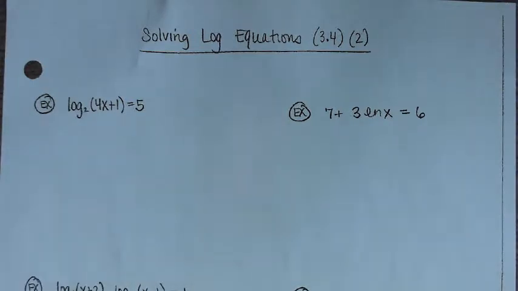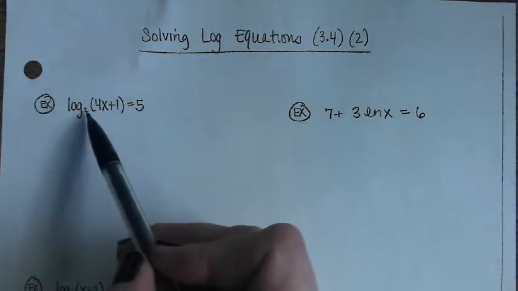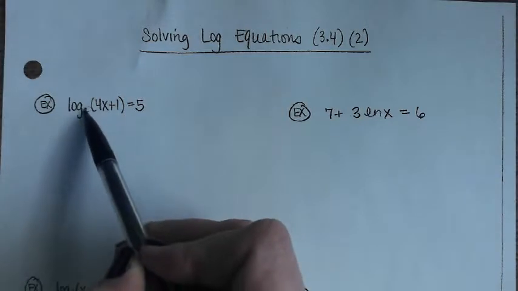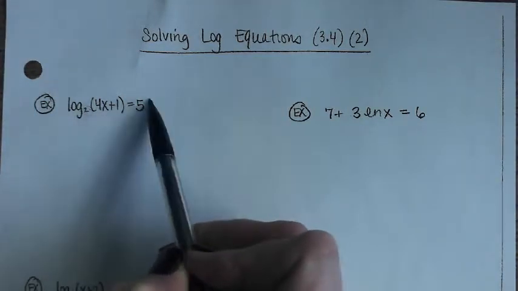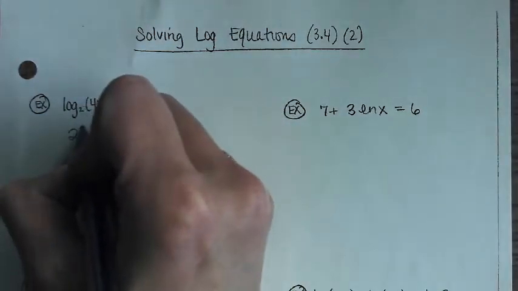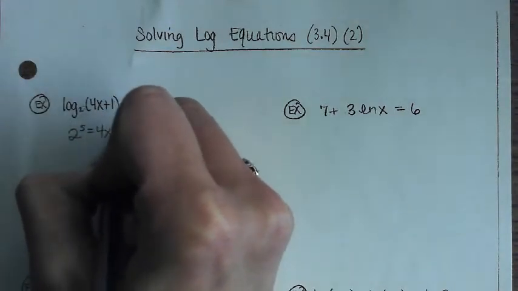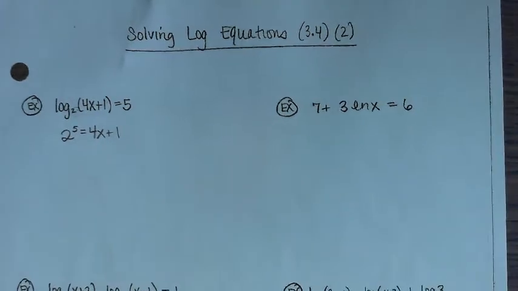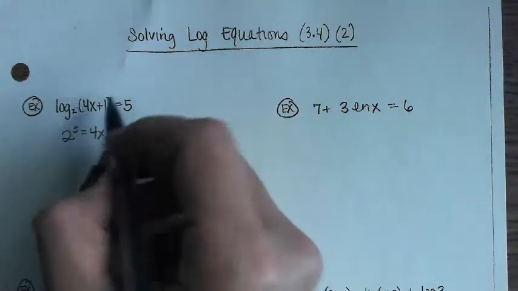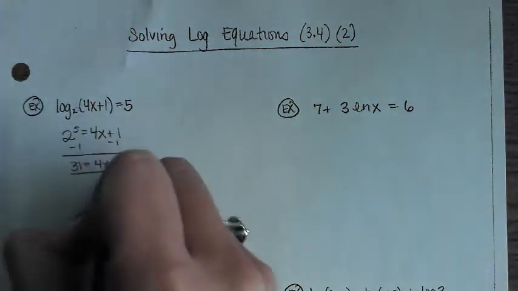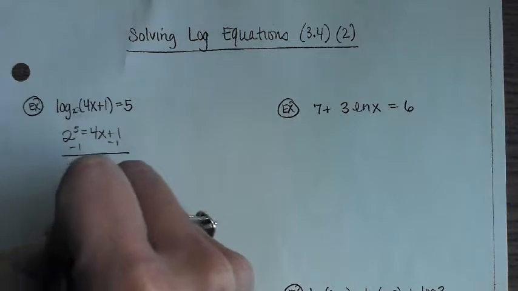So on day one of introducing logs, when you learn how to transfer from log format to exponential, you would take the base of 2, raise it to the other side, raising it to the 5th power, and it equals what's in the middle. So I would just translate this: 2 to the 5th equals 4x plus 1, and solve. Now what kind of equation did it just become? Linear. Subtract 1 from both sides, and divide by 4. So x equals 31/4.